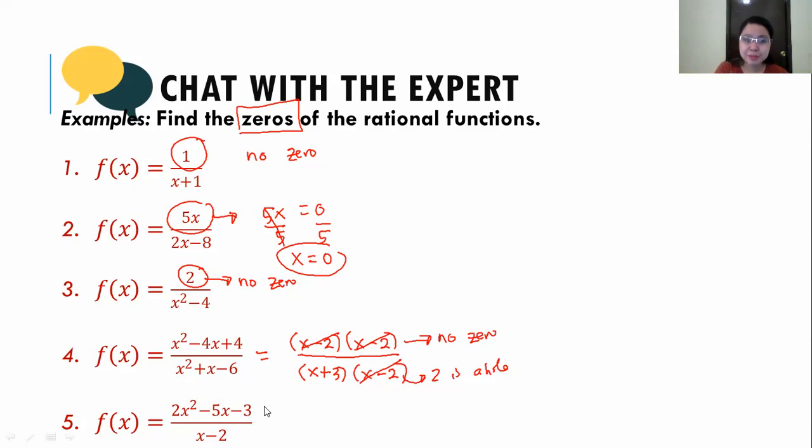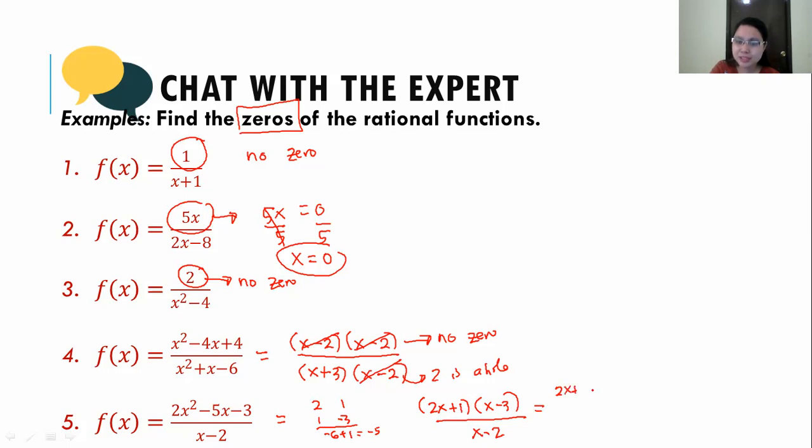You will factor the numerator. Let us do the trial and error first. That's 2 times 1, negative 3 times 1. So negative 6 plus 1, that's negative 5. Okay. So we have 2x plus 1 times x minus 3 over x minus 2. There's nothing common, right? So the numerator will have 2 zeros. Let's start with the first one.